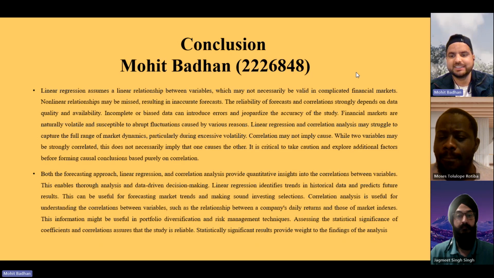Apart from that, assessing the statistical significance of coefficients and correlations ensures that the study is reliable. Statistically significant results give weight to the findings of these analyses. So this enables thorough analysis and data-driven decision making. And linear regression identifies trends in historical data, as described by Moses, and predicts future results. So that's all from my side, Professor.